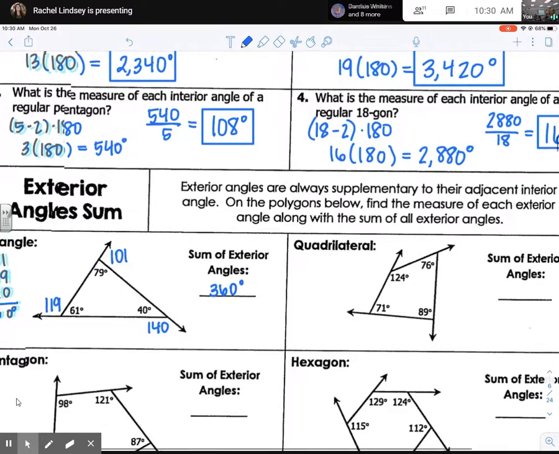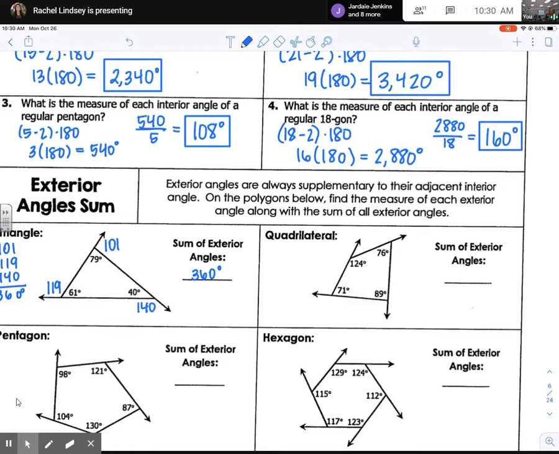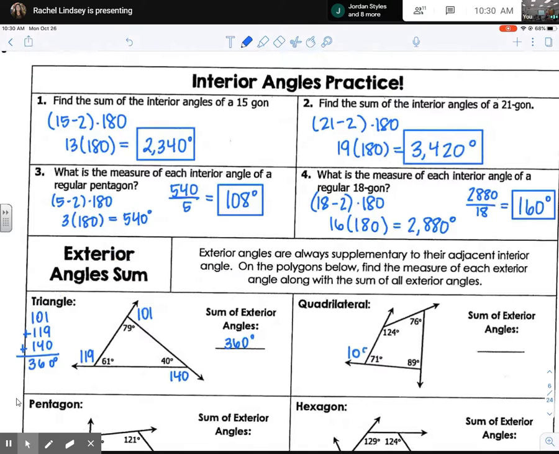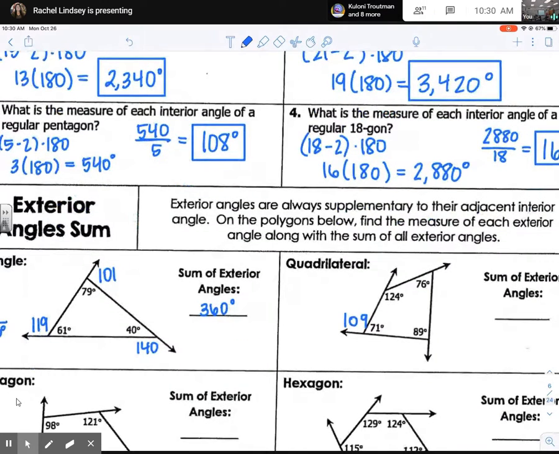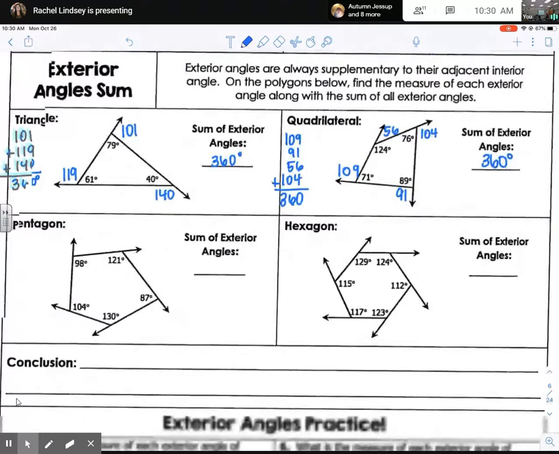Okay, so that's for the triangle. So we're going to do the same steps with the quadrilateral. 180 minus 71 is 109. 180 minus 124 is 56. 180 minus 76 is 104, and 180 minus 89 is 91. Then we'll add all those up. 109 plus 91 plus 56 plus 104 does give you 360 again. So what do you think is true about every set of exterior angles? They always add to equal 360.